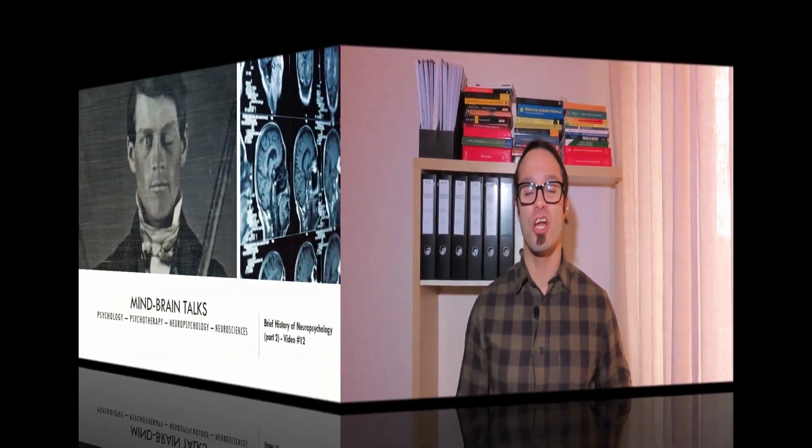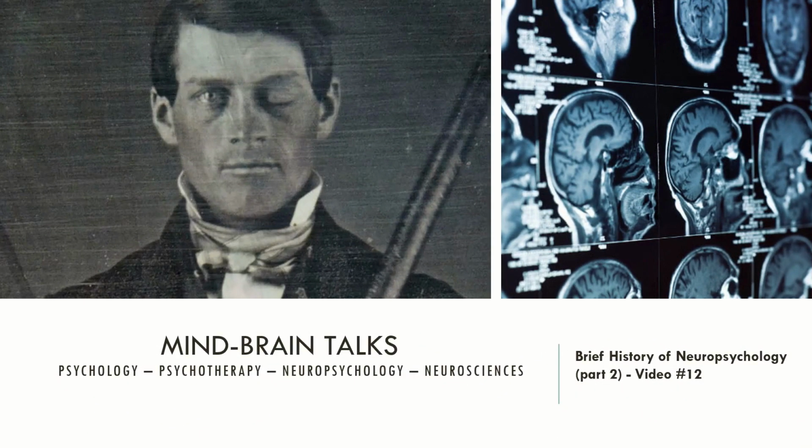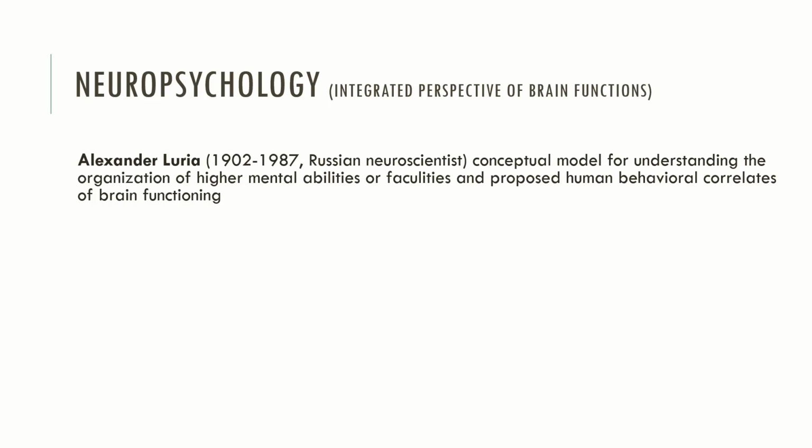One very important neuropsychologist in the 20th century was Luria. Luria developed a conceptual model of brain functions where he defined three different major functional areas. He developed a conceptual model for understanding the organization of higher mental abilities or faculties and proposed that human behavior correlates with brain function. So, in his model, Luria developed three main conceptions about brain functioning.